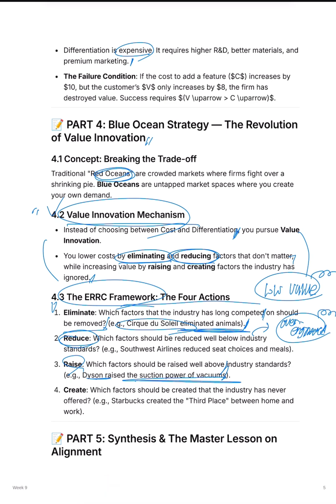Then the last C is create. The main question is which factors should be created that the industry has never offered. The example is that Starbucks created the third place between home and work. The strategic logic is that creating an entirely new source of value opens non-customer segments and new demand as well.